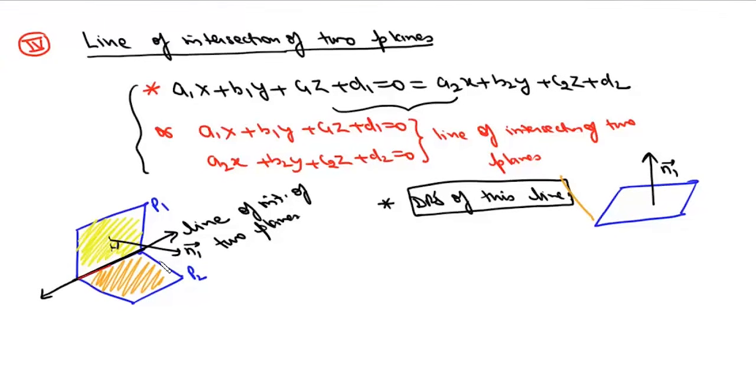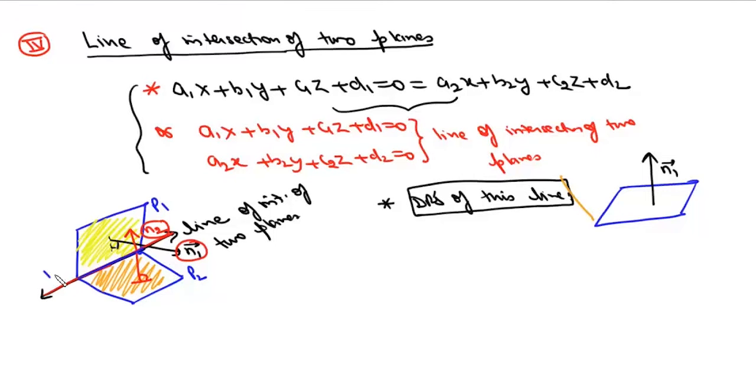So this line lies in plane 2 also, and if it lies in this plane 2, then it will be perpendicular to the normal of this second plane, N2. So basically this line of intersection is perpendicular to N1, which is the normal of the first plane, and N2, which is the normal of the second plane. We have to find direction ratios of this line, or vector, which is perpendicular to two given vectors, and we have already studied that any vector which is perpendicular to two given vectors is given by their cross product.